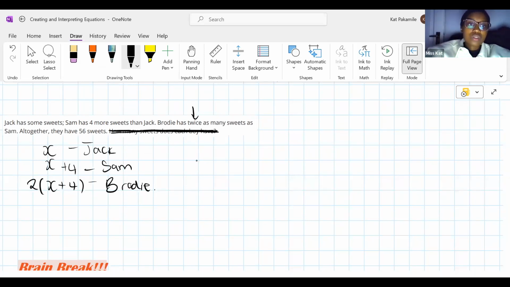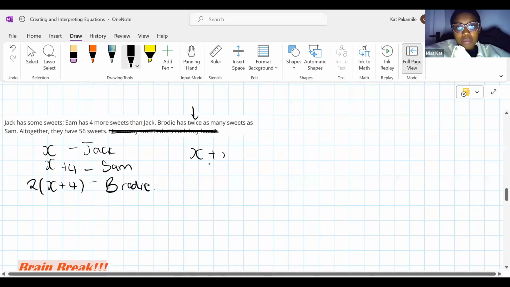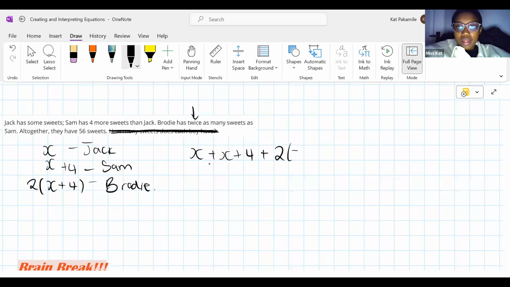Now that we have our sweets, what do these all add up to? Sorry, ma'am. There we go. What do they add up to? They add up to 56. So it's x plus 4 plus 2 times x plus 4 equals 56.